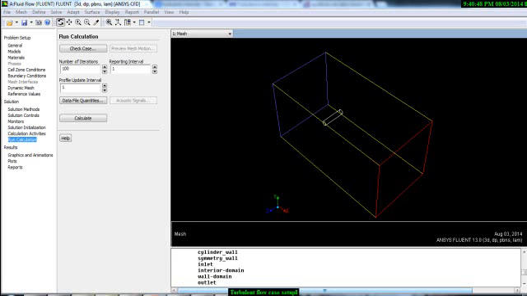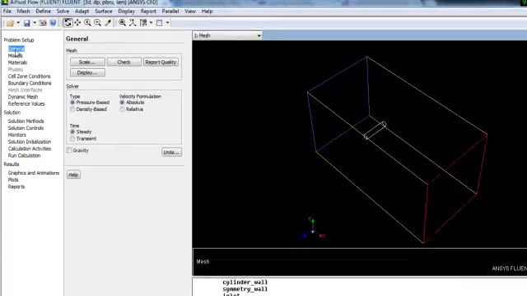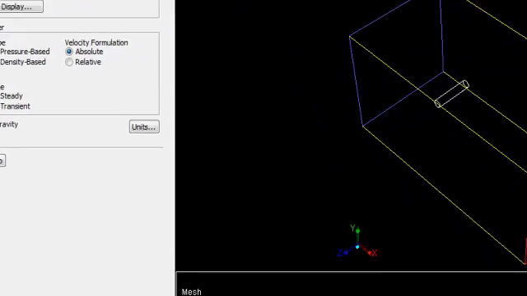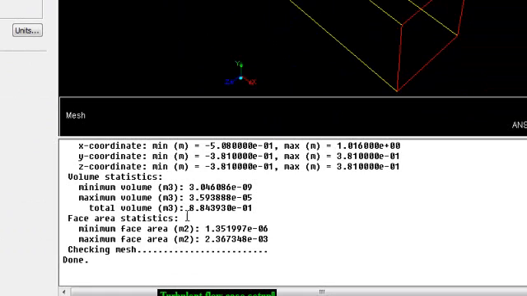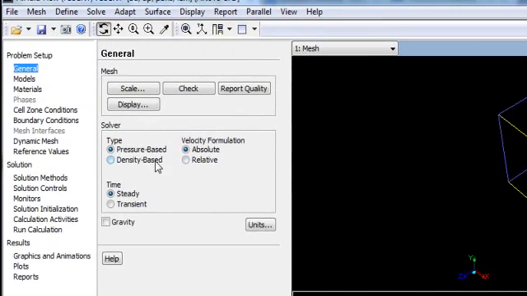Now we will set up the case for turbulent flow. So if you go to general and check your case first, then you will see the minimum volume. Our minimum volume is a positive number, so our domain has no problem. Now we will solve this turbulent flow problem with pressure based solver. Our velocity formulation will be absolute and it will be steady state.